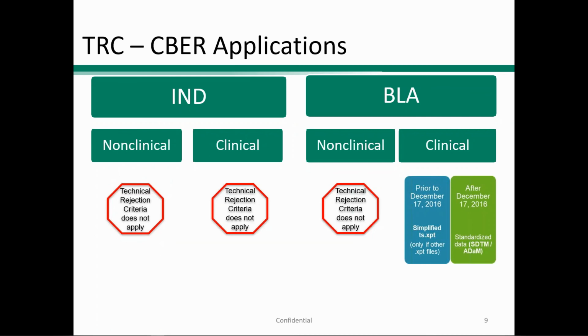So if you have a study that started prior to December 17, 2016, and you are submitting other XPT files, they're going to expect to see that trial summary data set included. If you have a study that started after that date, then they are going to expect to see SDTM and ADaM data. Now, this differs a little bit from what CDER is expecting, because we see here that for your marketing application, you only need to submit the simplified TS data set if you're submitting other XPT files. You might have folks that refer to them as legacy data sets.